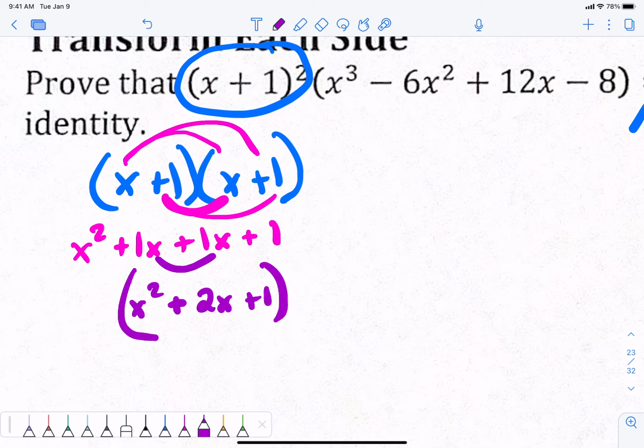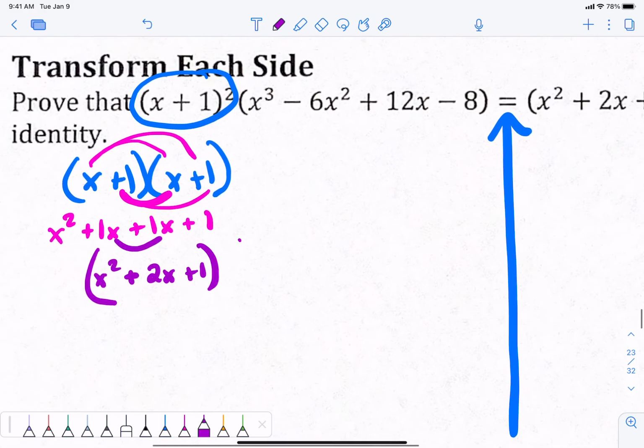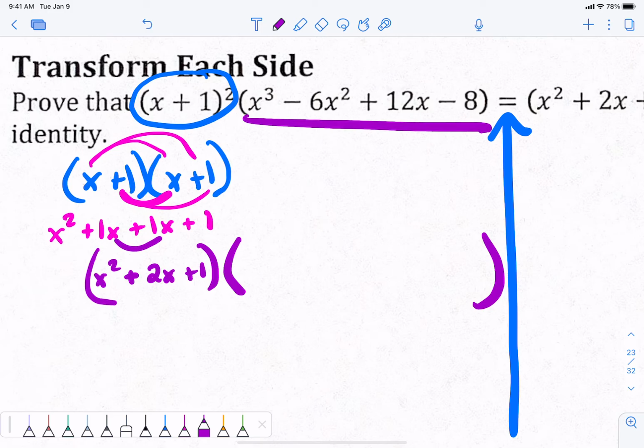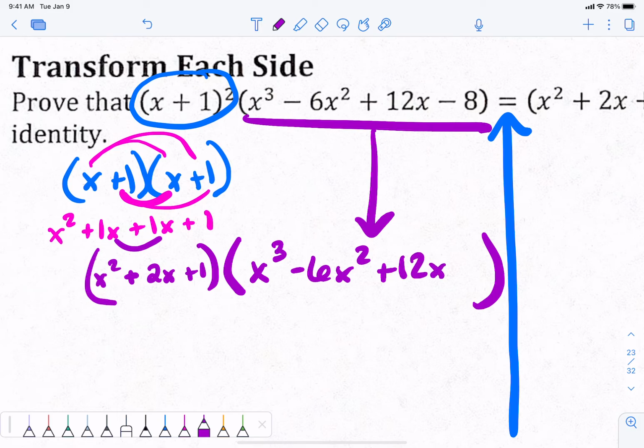Okay? Now, you have to kind of be aware of what's going on here. That's what that became. And this chunk right here, we're just going to rewrite down in this spot. So x cubed minus 6x squared plus 12x minus 8.